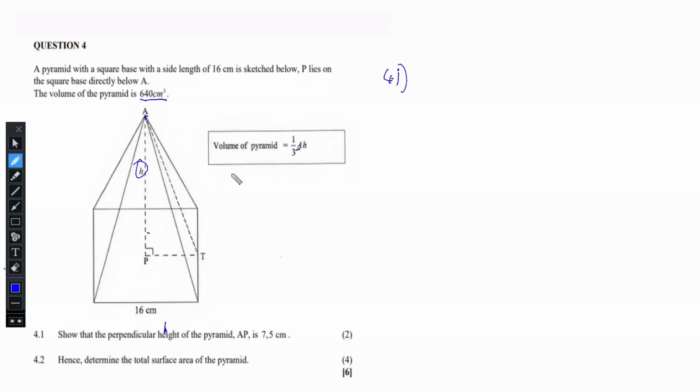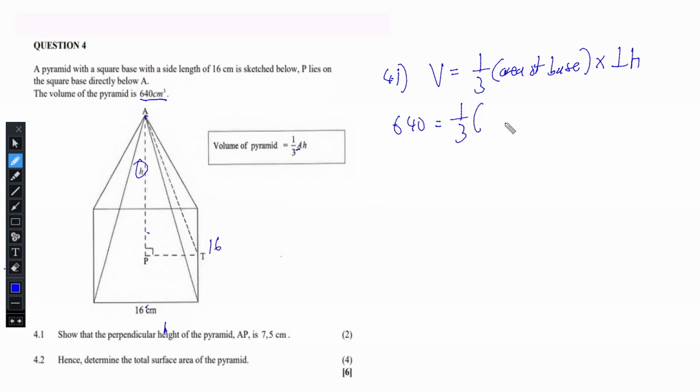All you have to do is, you are already given the volume, so you'll say volume is 1 over 3 times area of base, and then multiply by the perpendicular height. The volume is 640, and then you have 1 over 3. Now this is a square base, meaning this is 16 by 16. So 16 times 16 and then multiply by h. So doing our maths here, we'll say what is 1/3 multiplied by 16 times 16.